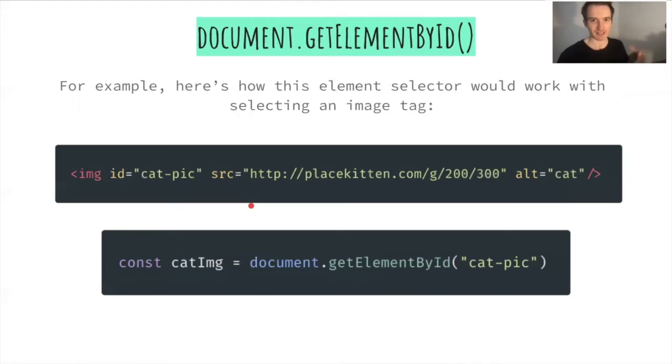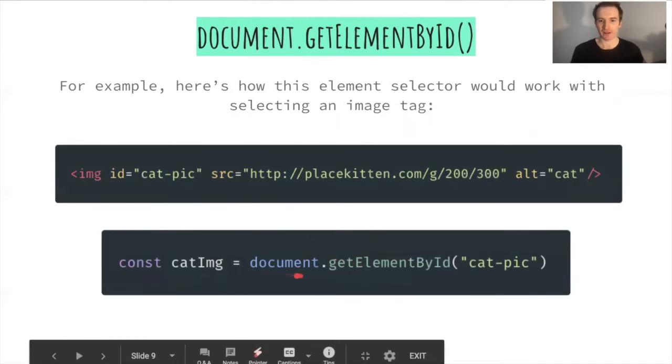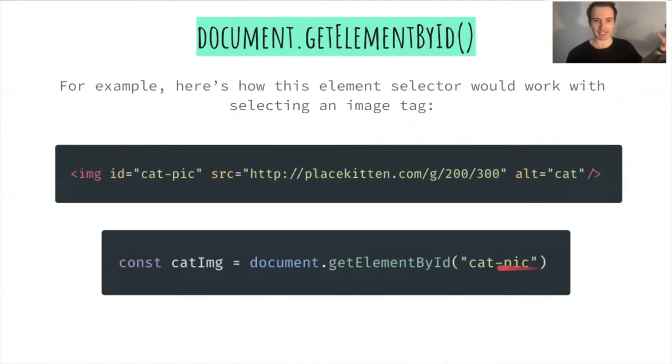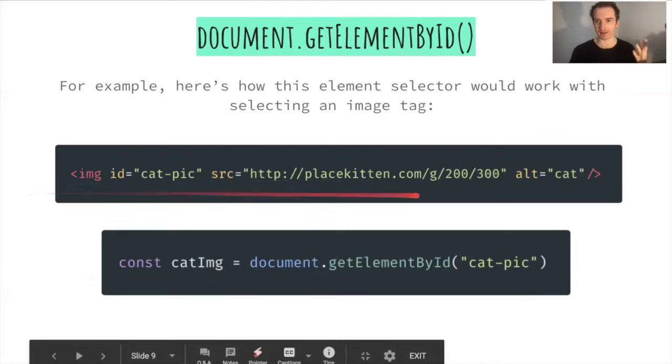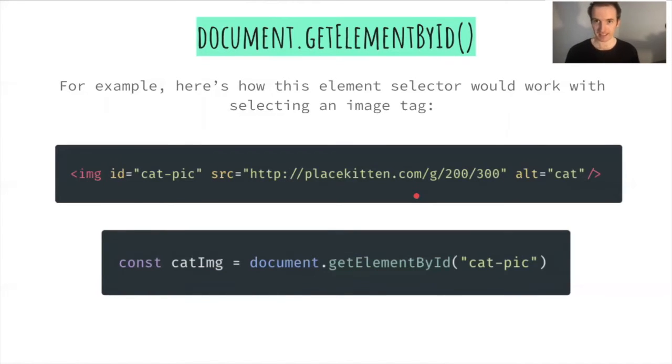So an example of this in action, let's say we have this image tag in our HTML file. We have an ID of cat-pic. We can use document.getElementById, passing in the string of cat-pic, and then this gives us a node that represents this image tag. So I'll come back to this as an example in a couple of slides' time. We'll do a little demo. There's going to be lots of little demos today to show how this works.